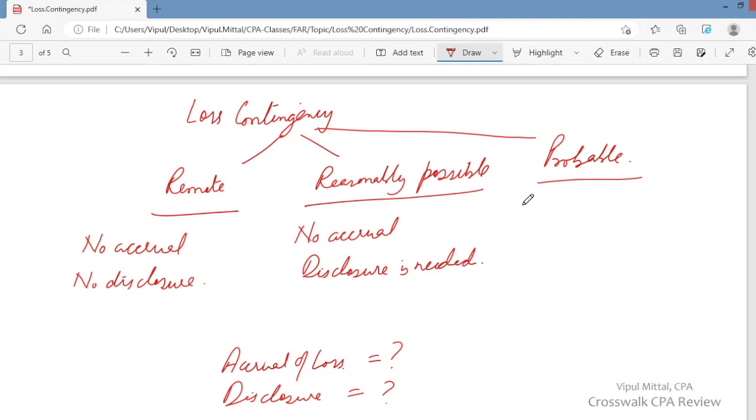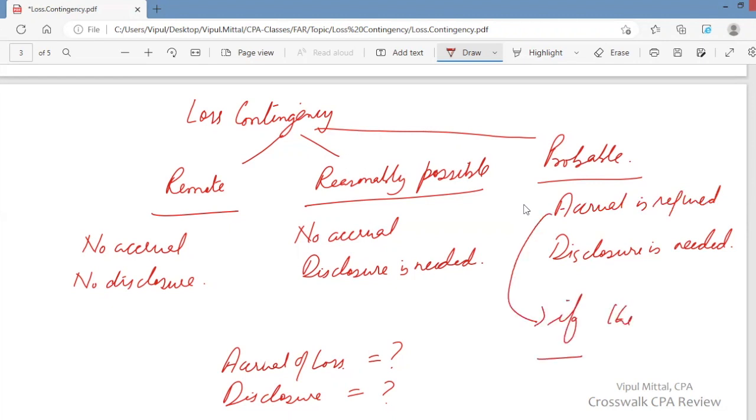And now if it is probable, then you accrue the loss if it can be reasonably estimated. So disclosure is needed. But what about accrual? Yes, accrual is required if the amount of loss can be reasonably estimated.